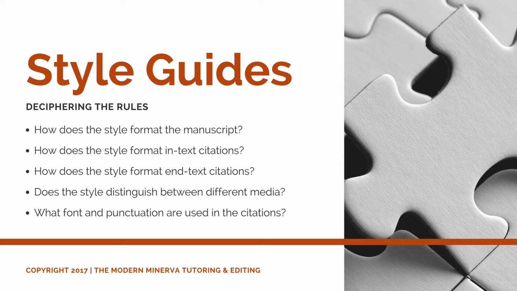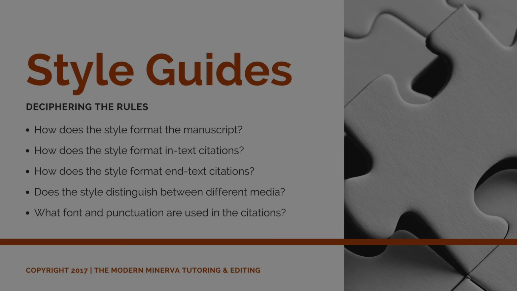Next, how does the style distinguish between different media? For example, do they make a distinction between information found in print versus online newspaper? Do they consider textbooks to be different from novels? Some styles are stricter than others. Finally, what fonts and punctuations are used in the end text citations? This is the place where most students make mistakes. Pay close attention to whether the style requires a period or a comma between two types of information, or whether the style wants you to put something in quotation marks or italics. These slight nuances might not seem like much, but they are important parts of the style.